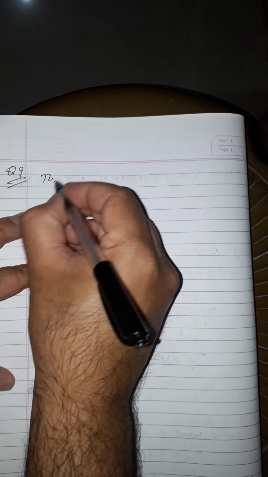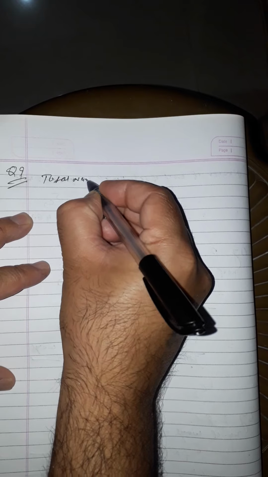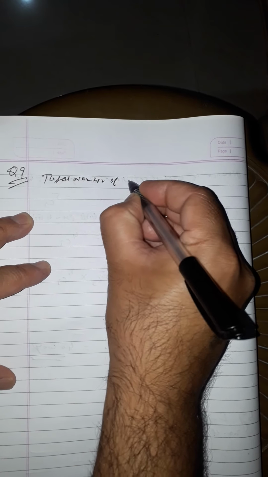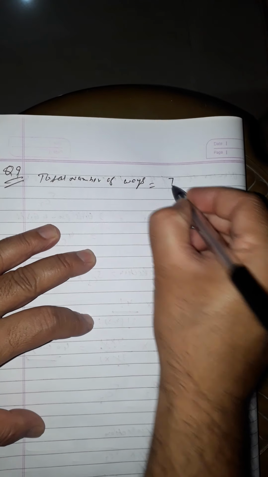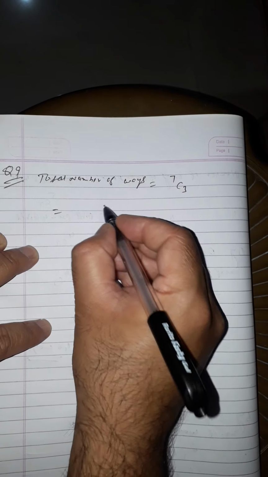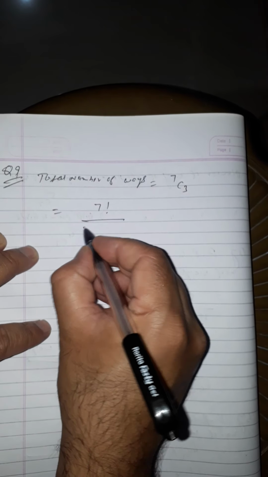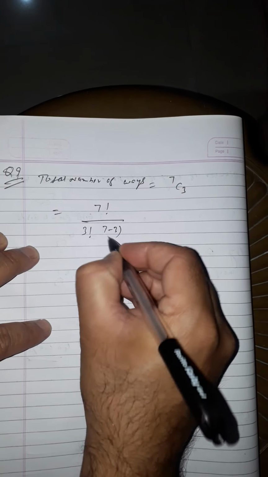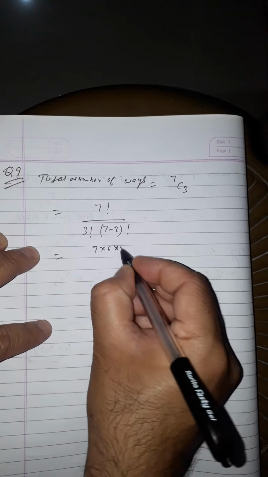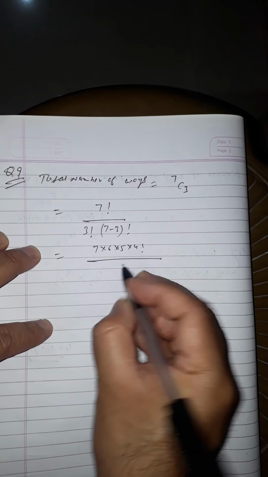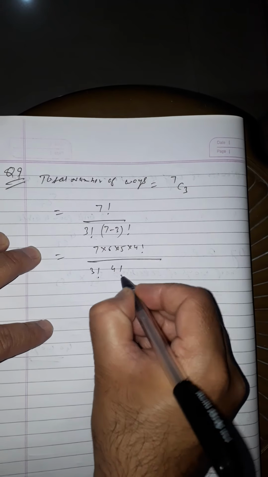From there 2 are the specific. It means, what you will say? You will say that the total number of ways to take the courses will come as equal to 7C3 here, students, right? So it will come as equal to 7 factorial upon 3 factorial into 7 minus 3 factorial. So students, 7 into 6 into 5 into 4 factorial upon 3 factorial into 4 factorial.